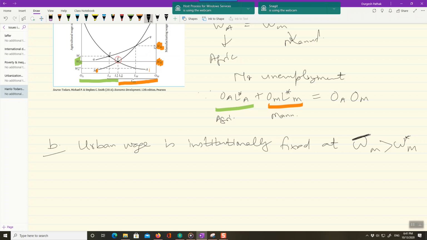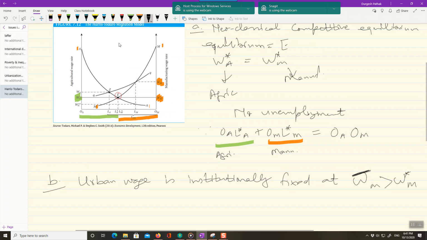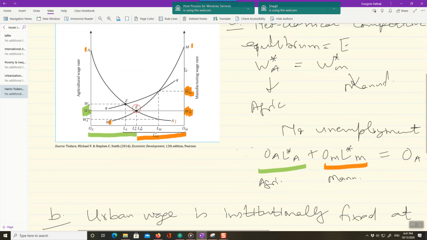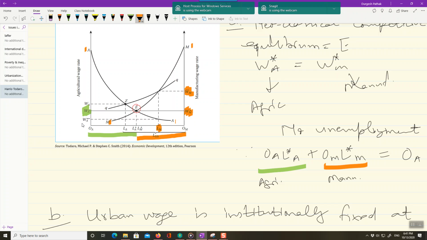We realize that the urban wage is higher, so everybody would want to come to the urban sector. But then the problem is that the urban sector can accommodate at this particular wage W star M only these many people, right? LM amount of people. What will happen to the remaining OALM? If again there is no unemployment, then they will end up here at this wage rate W double star A.